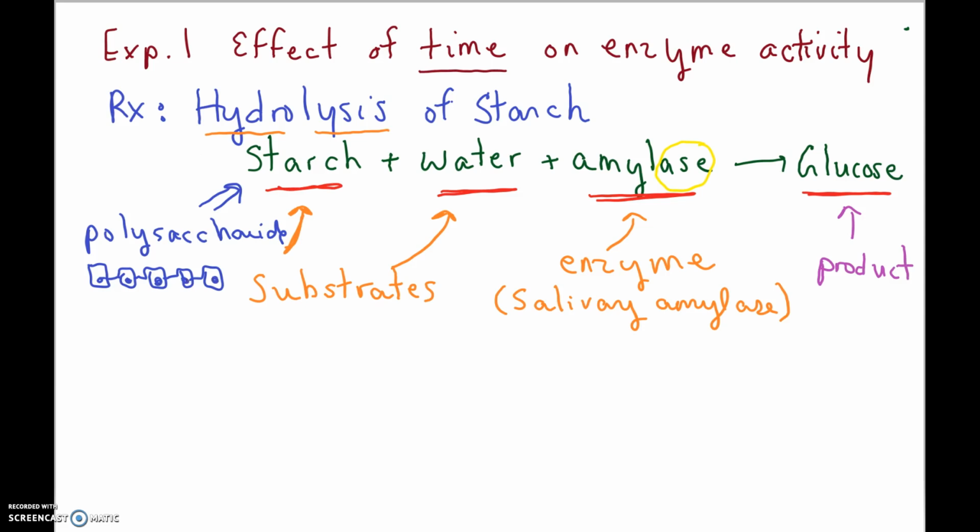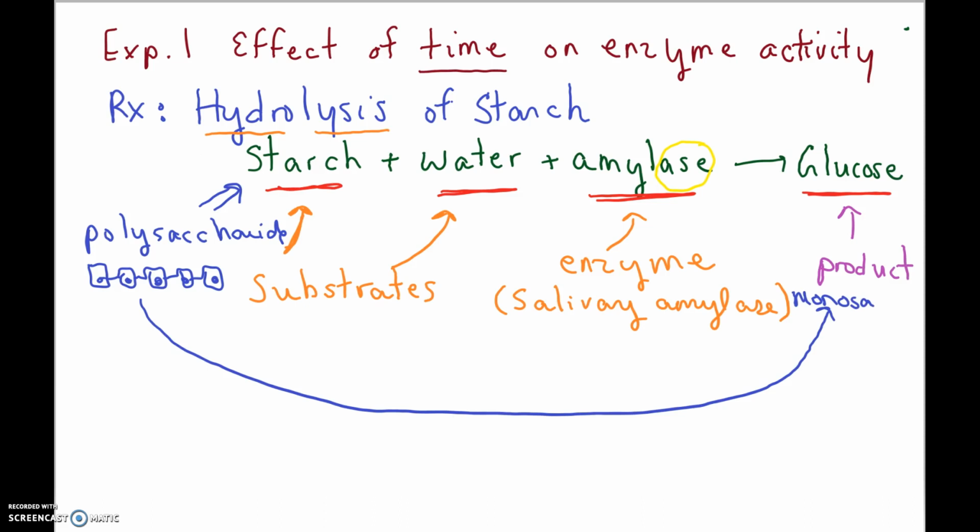So through the process of hydrolysis, we're going to convert that polysaccharide into the monosaccharide known as glucose. So glucose is a carbohydrate that consists of one. I'm going to run out of room, so I'm going to squish it in there. There we go. That says monosaccharide. So glucose, again, is a carbohydrate made of a single ring. So it is known as a monosaccharide.